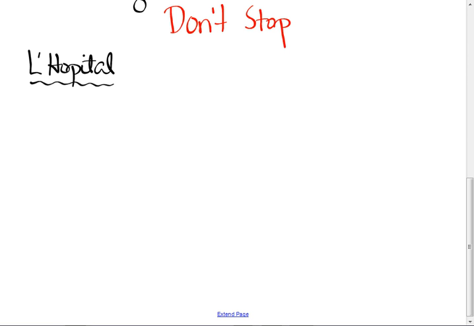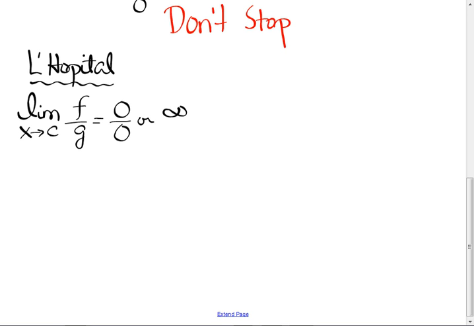L'Hopital's rule says that if the limit as x approaches some c value of f over g, it has to be a fraction, is equal to 0 over 0 or infinity over infinity, then what you can do to find the limit is take the derivative of the numerator and the derivative of the denominator. It's not the quotient rule. This is a different theorem. That's the reason why I don't give it to you.